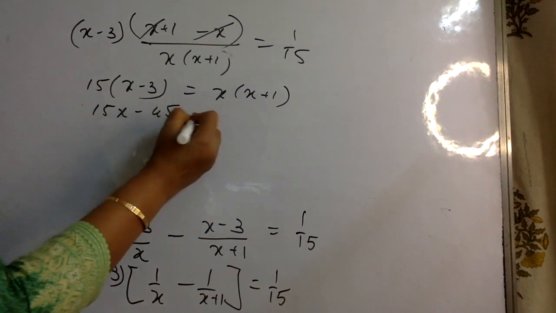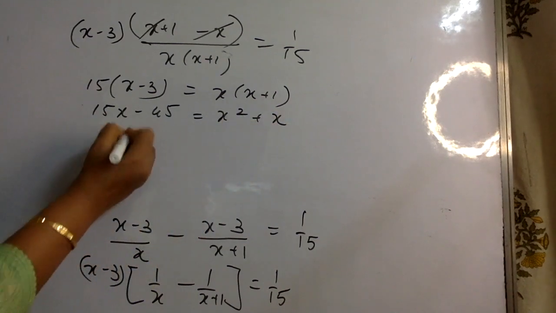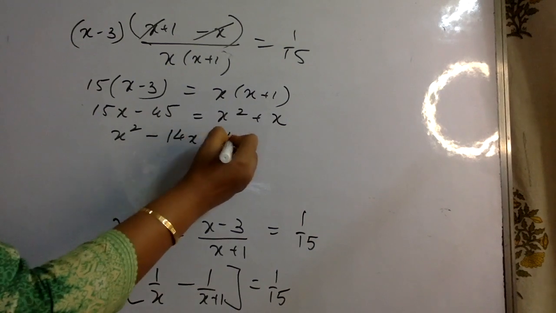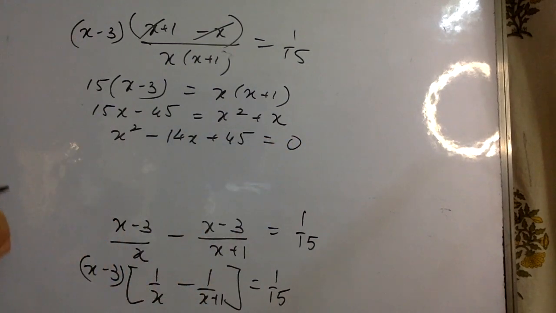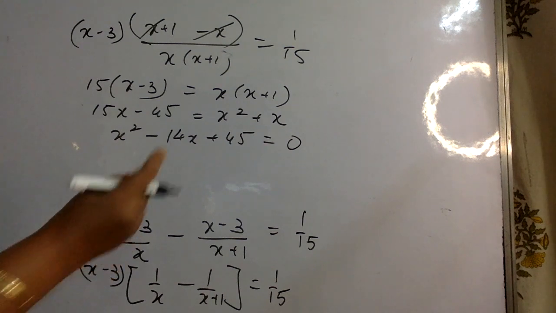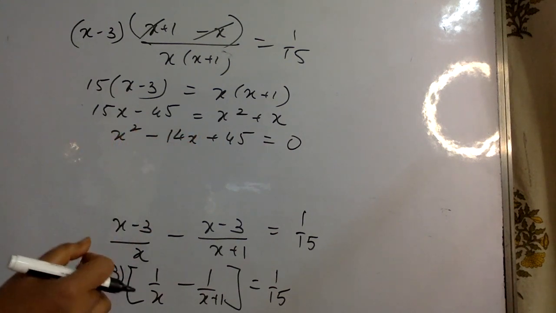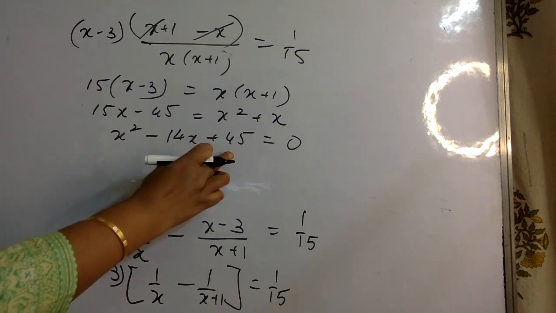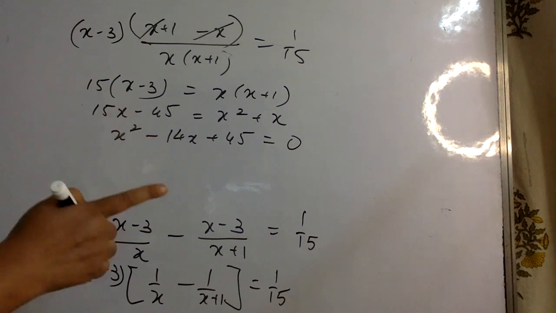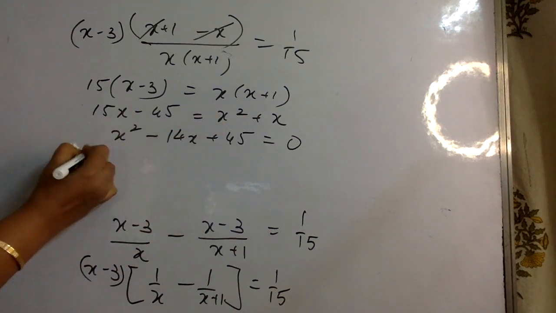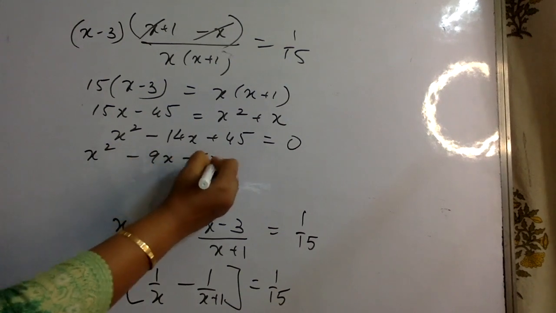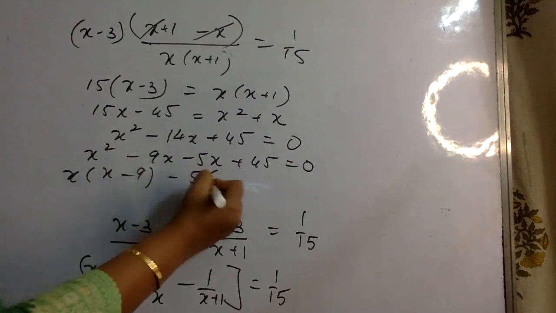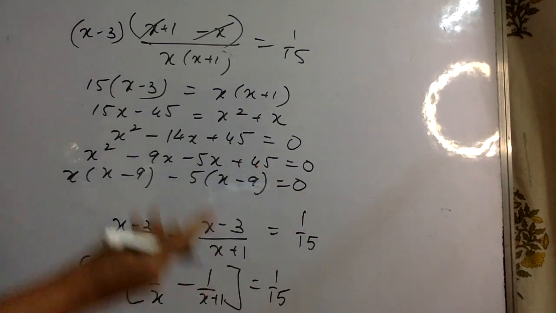15x minus 45 is x square plus x. So, x square minus 14x plus 45 is equal to 0. So, here how can I get this by middle term factorization? Okay, so let me see how I can manage this. 45 means I can get a 15 and a 3. I can even get a 9 and a 5 can give me a 45. So, I will take that combination. x square minus 9x minus 5x plus 45 is equal to 0. x into x minus 9 minus 5 into x minus 9, which is equal to 0.